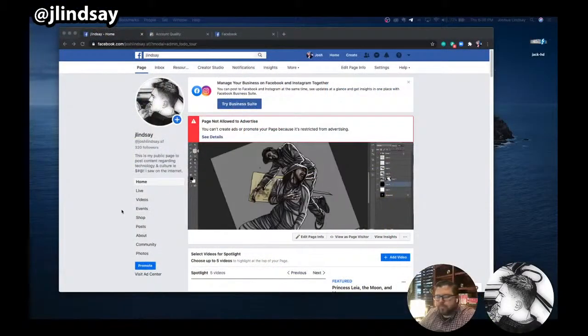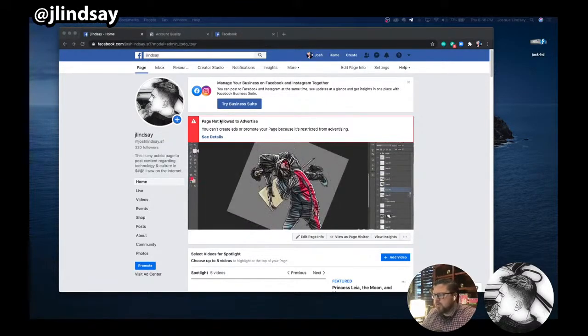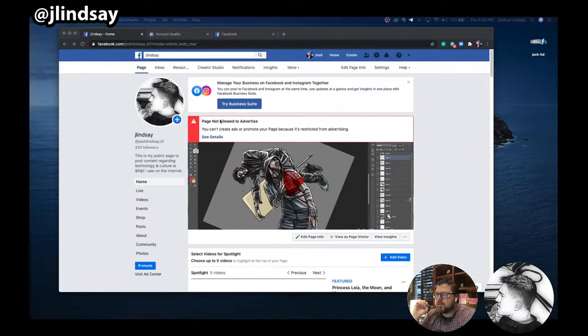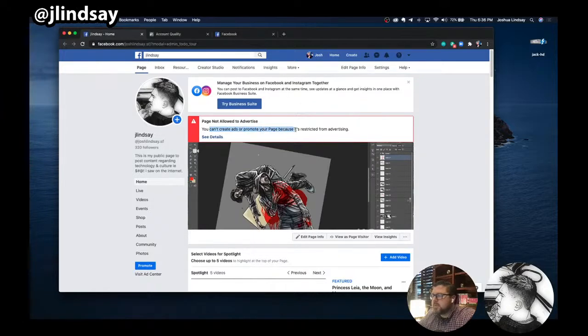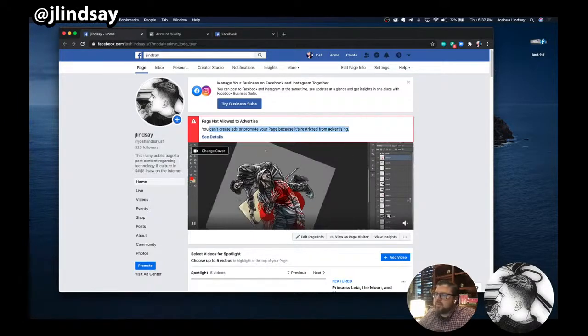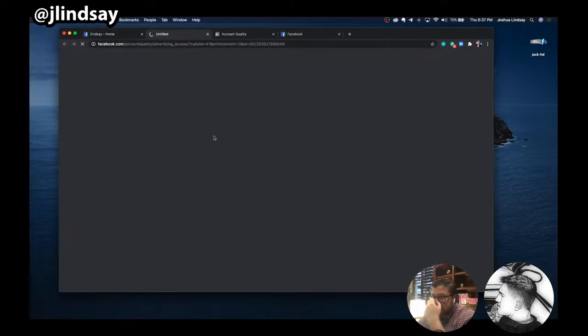Let's see what's going on. So I noticed about a week ago that my page was no longer loading in the new user interface. I had it in dark mode, and the page just wouldn't load. So I flipped it back to classic mode. So I'm guessing there was some sort of bug. But in classic mode, all of a sudden you see this warning saying page not allowed to advertise. You can't create ads or promote your page because it's been restricted from advertising. So you can't promote.